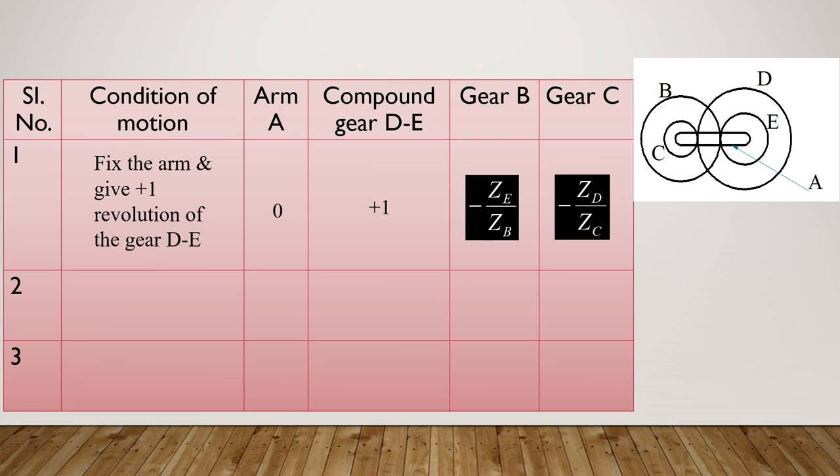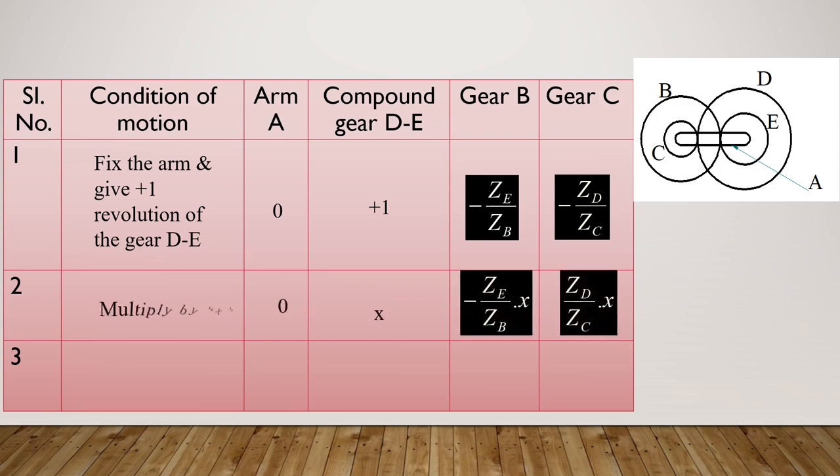Next step, the second and third steps are the same as we did in the previous problems. Multiply x to the previous case. So 0 into x is 0, 1 into x is x. This is minus ZE by ZB multiplied by x. And this is minus ZD by ZC into x.